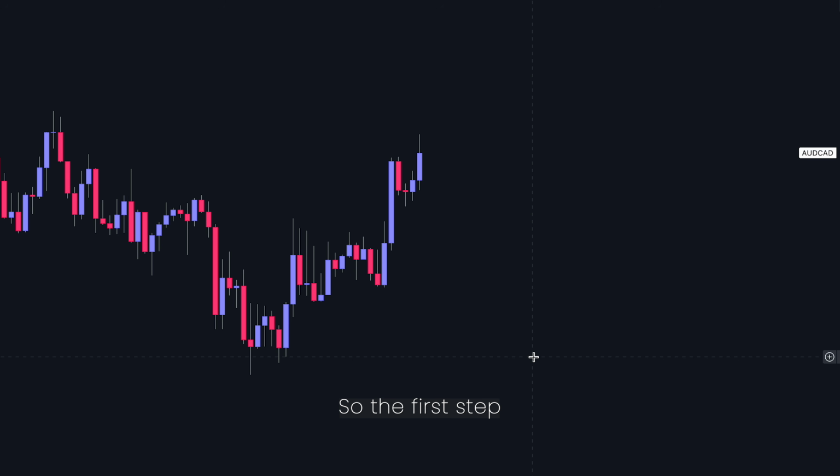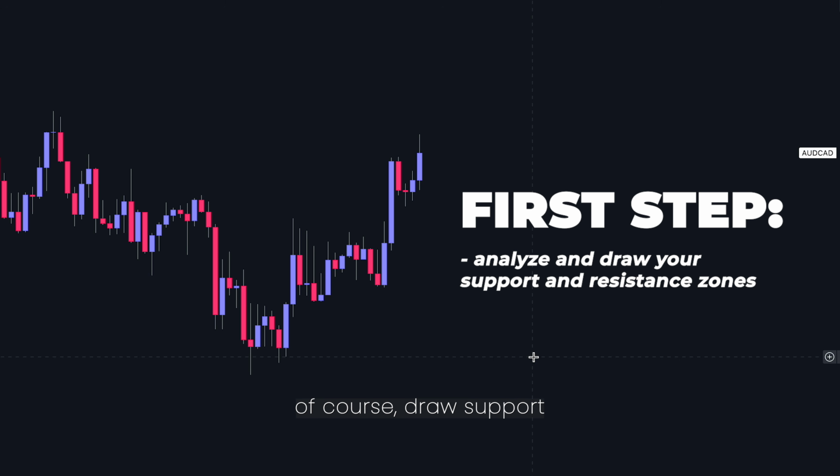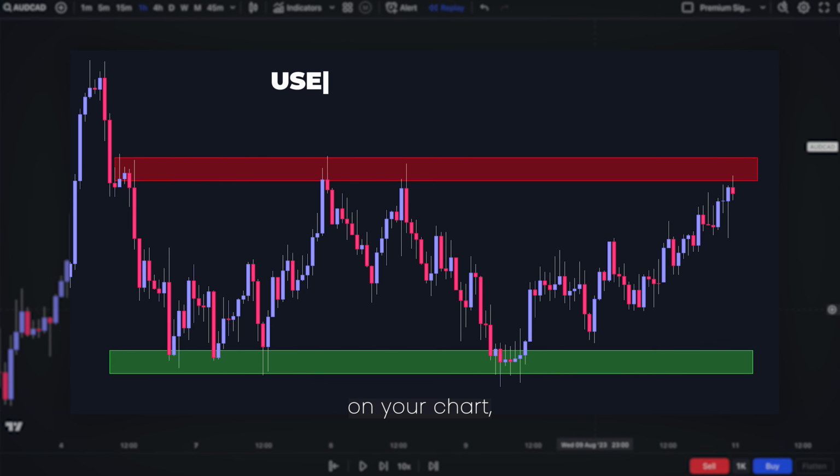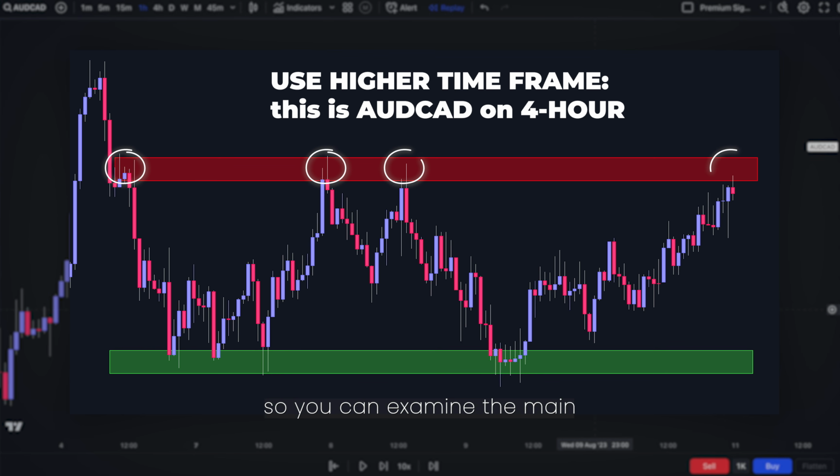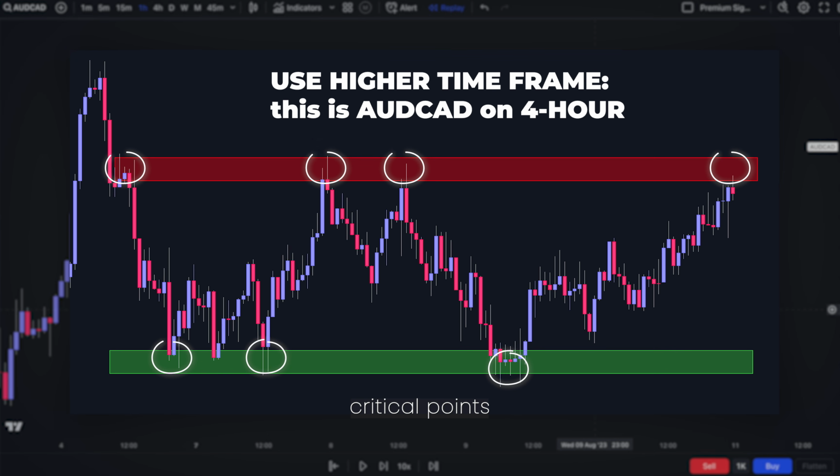So the first step in this trading strategy is, of course, to draw support and resistance zones on your chart, because this allows us to spot where the price could possibly reverse. Now, when you draw these zones on your chart, I highly recommend drawing them on a higher time frame, so you can examine the main reversal levels and basically more critical points on your chart.